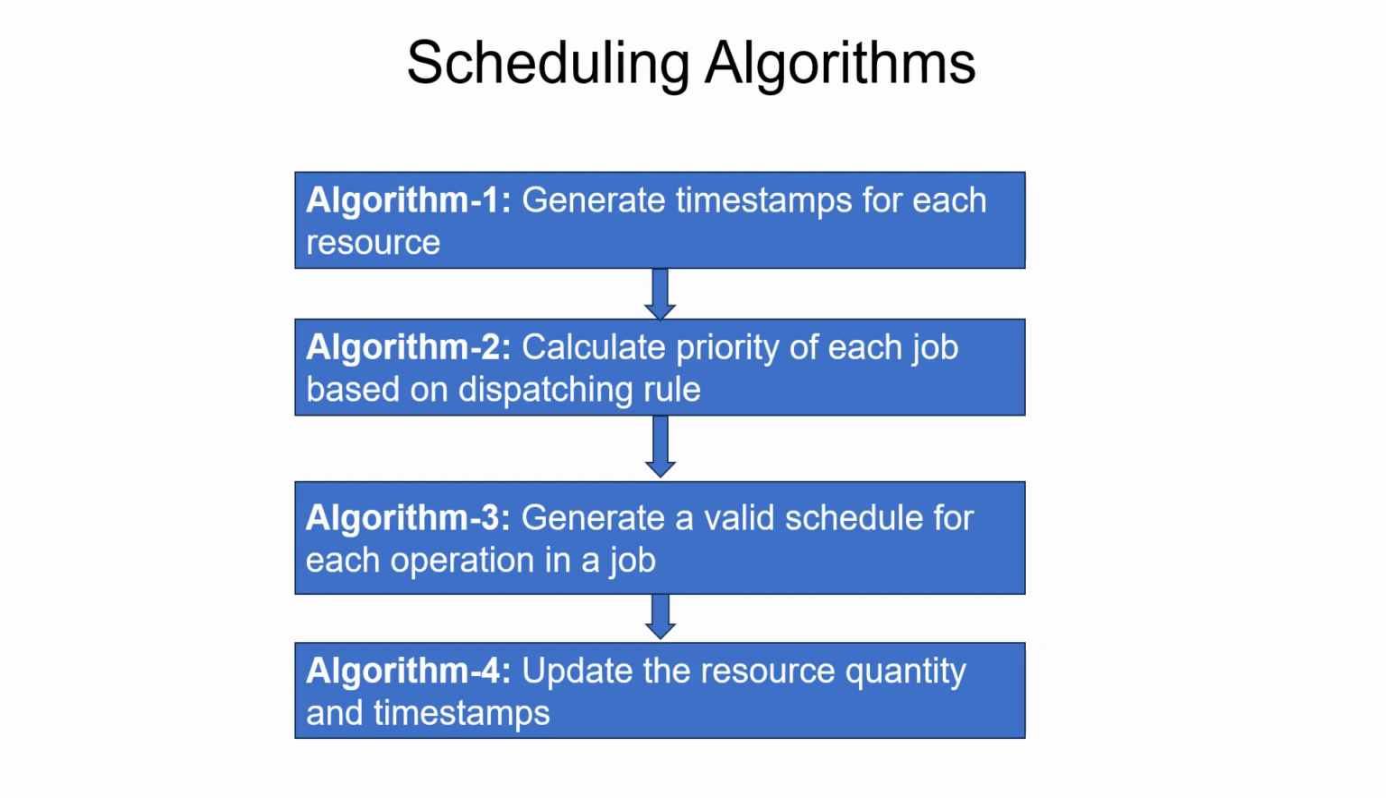These are the steps involved in the scheduling algorithm. Initially, we generate a timestamp for each resource. Then we calculate the priority of each job based on some dispatching rule. Then we generate a valid schedule for each operation in a job. And lastly, we update the resource quantity and timestamp.